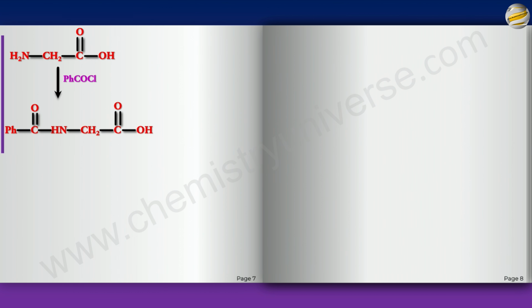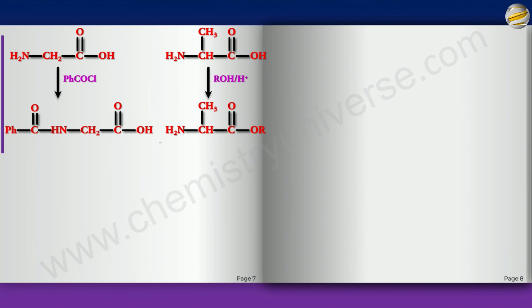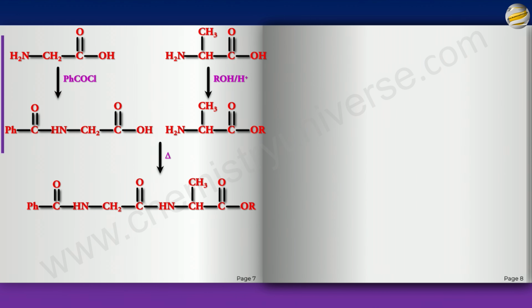So say for example, you have this, okay, and you have this. I don't want the NH2 of this to react. So I'll first make it into an amide. Then I'll take the other one, and I don't want the COOH of this to react. So I'll make an ester of this one. Then I will combine them, and I will get this. And then by hydrolysis, I'll be able to get back the NH2 here as well as the acid here.